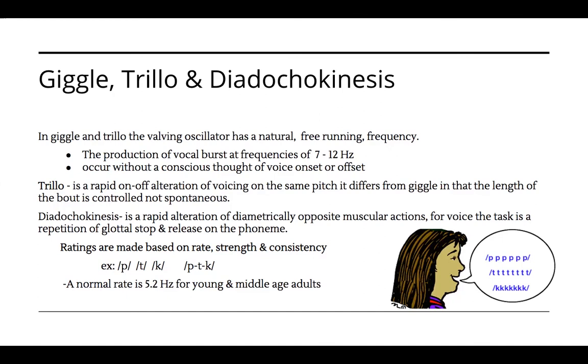So for example, you would have a stopwatch and you would have your client produce pa pa pa pa pa pa pa for as long as they could, ta ta ta ta ta ta ta, ka ka ka ka ka ka ka, and then pataka pataka pataka pataka for as long as they could, making sure that they had consistency and stayed at a strength and did not get weaker. And a normal rate is 5.2 hertz for young and mid-aged adults.